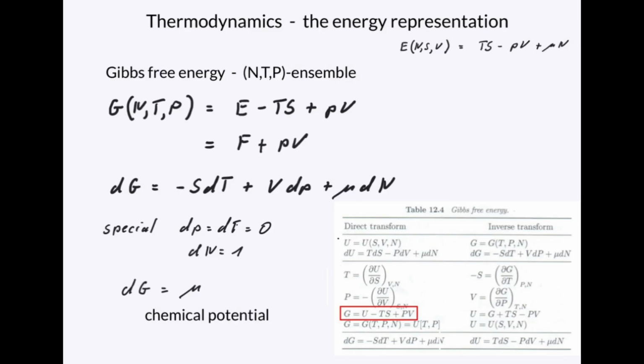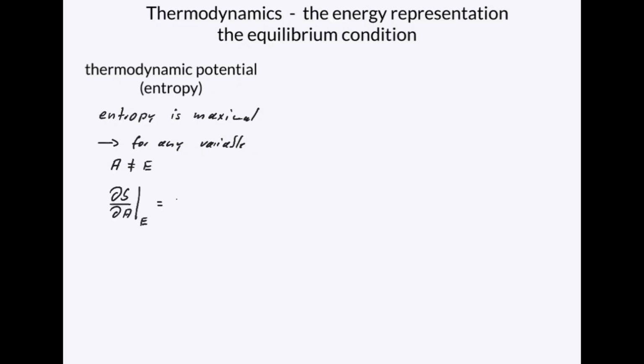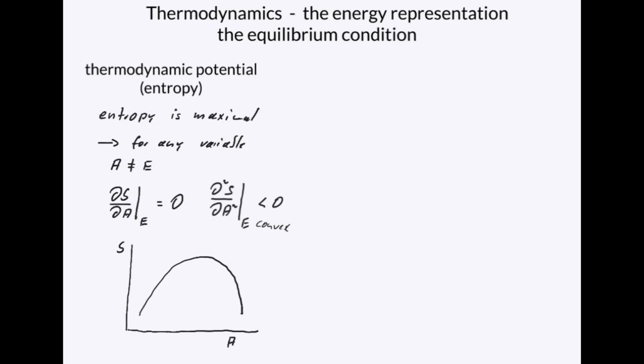We have proven earlier that at equilibrium, the partition function of any system, hence also its entropy, is at its maximum. Now let's single out the energy and consider any other observable A. This requires that the partial derivative of S with respect to A at fixed energy is equal to 0, and that the second derivative of S with respect to A at constant energy is smaller than 0, meaning the partition function and the entropy are convex functions. The question now is, how does this translate into the energy representation?